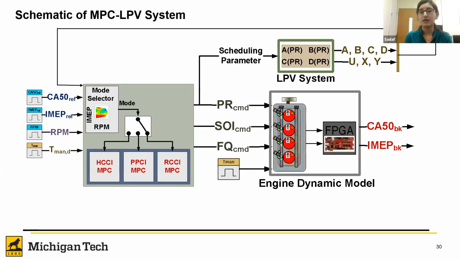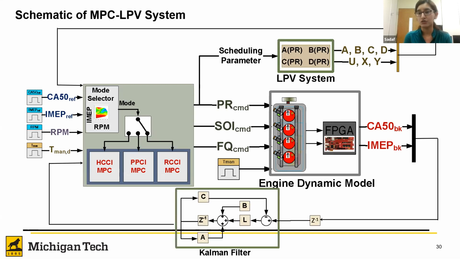So this is the schematic for the controller and the engine. So the engine outputs are combustion phasing and indicated mean effective pressure, which are being controlled. Based on the reference combustion phasing, indicated mean effective pressure, engine RPM, and manifold temperature, the mode selector activates the corresponding controller. Based on that controller, either premixed ratio or start of injection is used to control combustion phasing, and fuel quantity is used to control indicated mean effective pressure.